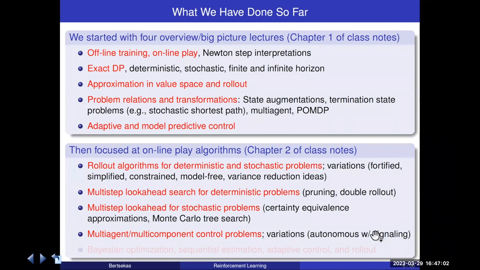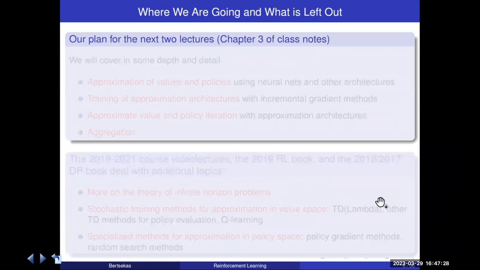In the last lecture, we talked about Bayesian optimization, sequential estimation, adaptive control, a POMDP framework, a more principled framework for adaptive control. And also we talked about the use of rollout in that context, and we did this case study using Wordle. So that's what we have done so far.